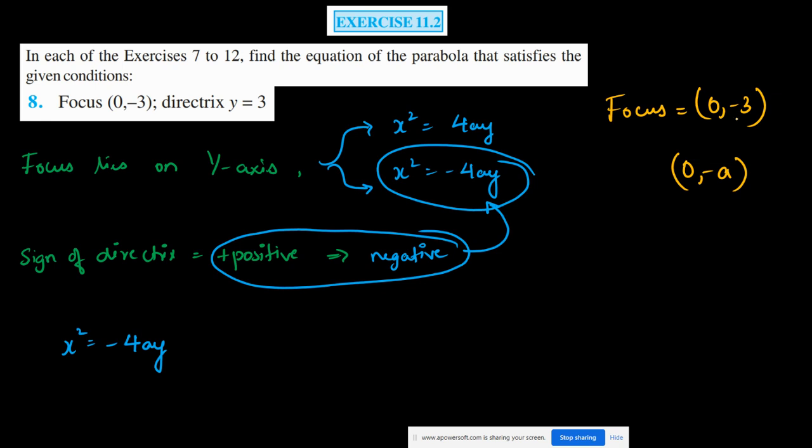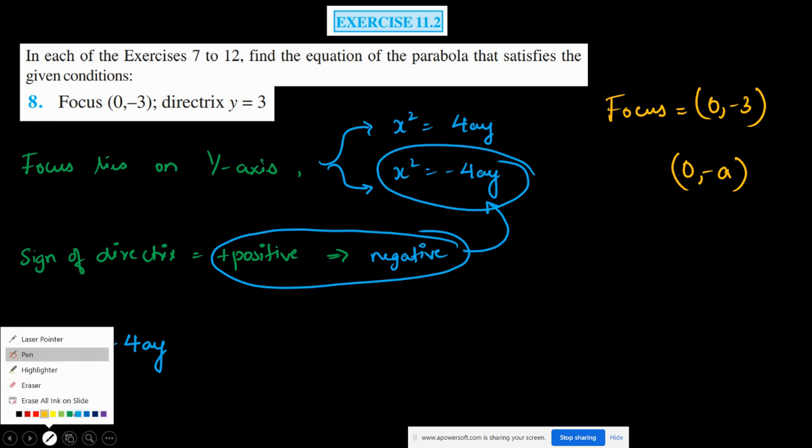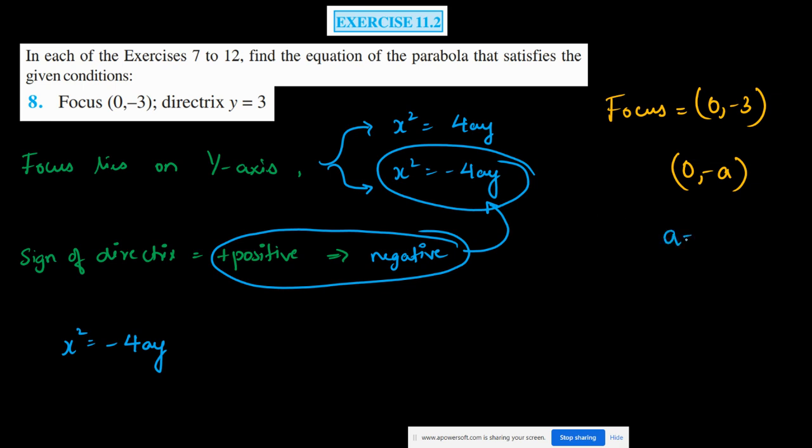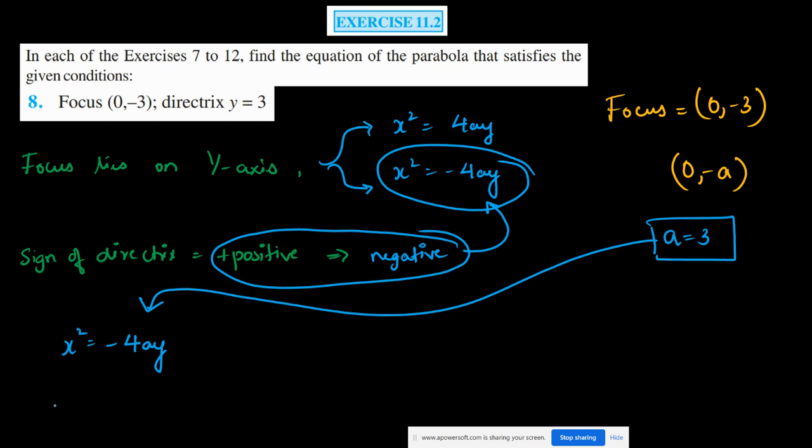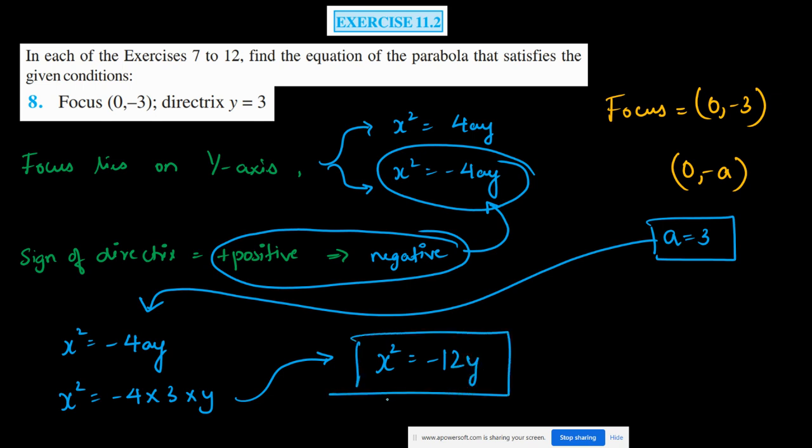This and this, 0 comma minus 3 and 0 comma minus a, equating these both, I will be getting the value of a as 3. Substitute the same in this particular equation. x square is going to be minus 4 multiplied by 3 multiplied by y. Finally, I will be getting the equation of the parabola as x square is equal to minus 12y. This is going to be the equation of the parabola. We will move on to the next one.